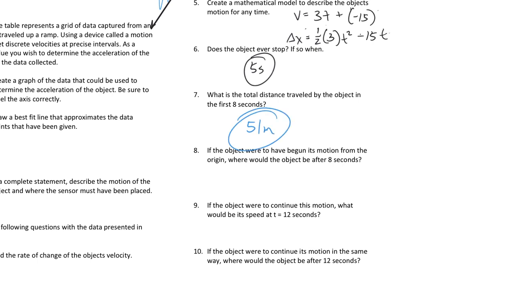If the object were to have begun its motion from the origin, where would the object be after 8 seconds? That's displacement. So I can use the information I have to answer that just by adding the two displacements together, leaving the sign intact. That's going to be, the 0.5s go away, 3 minus 1 is 2, 7 minus 3 is 4, 24 meters, negative 24 meters.